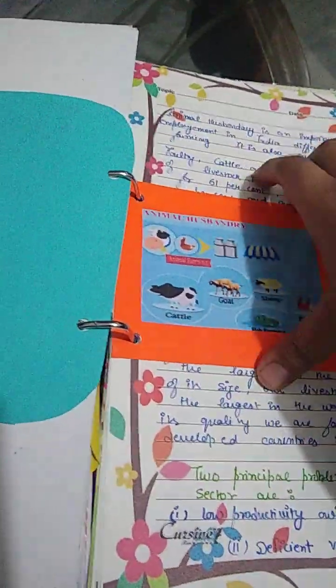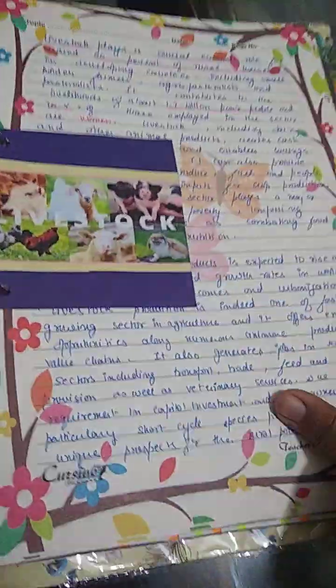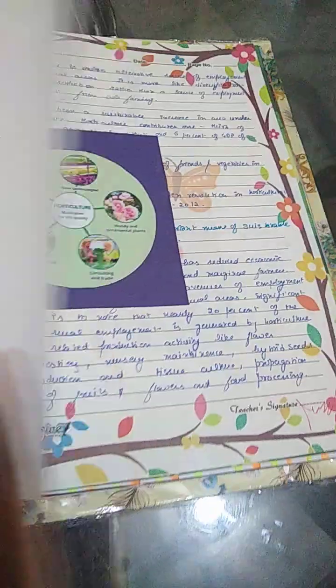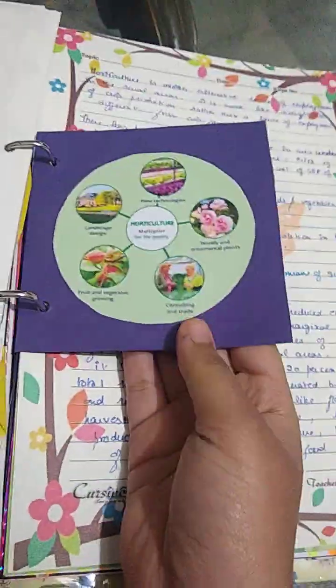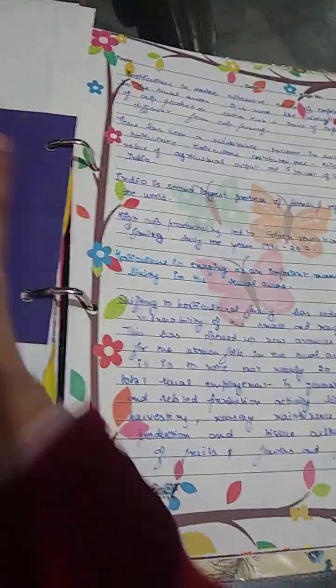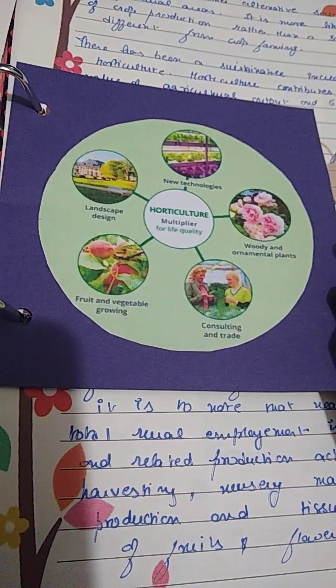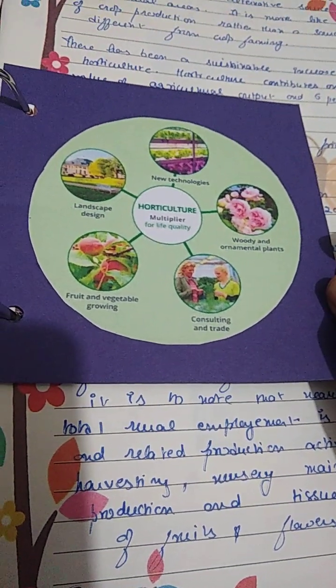Then it's animal husbandry, all about animal husbandry, livestock, all about livestock, fisheries. It is one of the major sectors in southern India, western southern India. And then it's horticulture. There are 5 kinds of horticulture, you can see. The vegetables, flowers, it even contains flowers and landscape designs, etc. And this is all about horticulture.